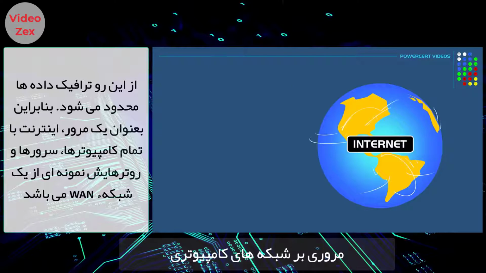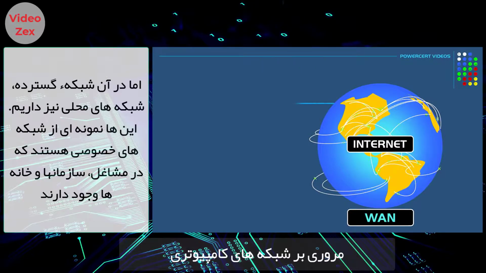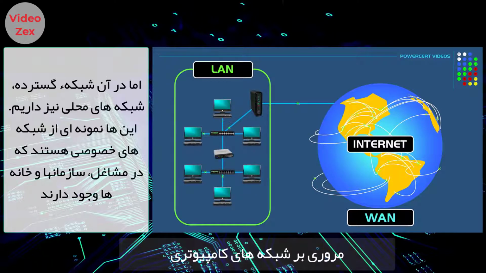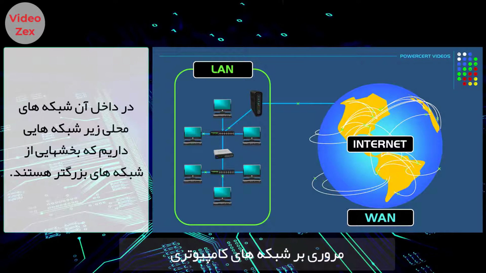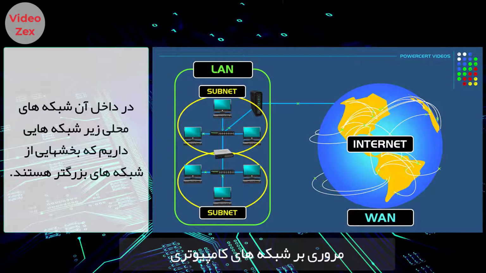So as a review, the internet with all of its computers, servers, and routers is an example of a wide area network. But within that wide area network, we have local area networks. These are private networks that are in organizations, businesses, and homes. And within those LANs, we have subnets, which are divisions of larger networks.